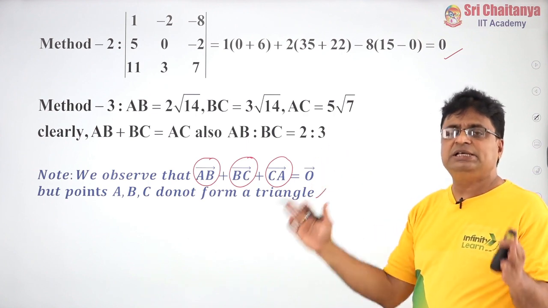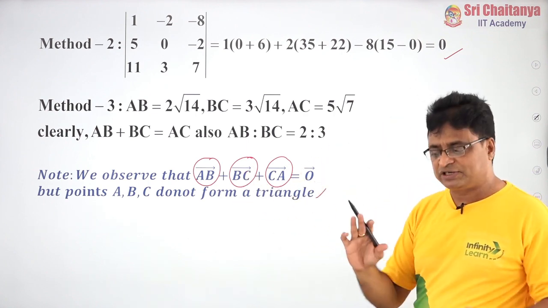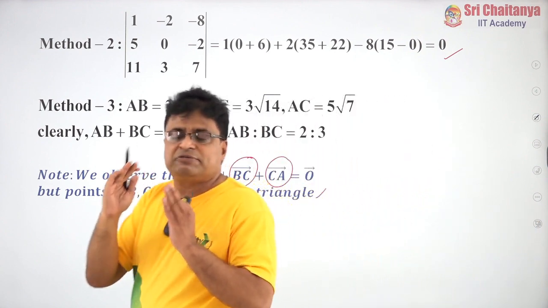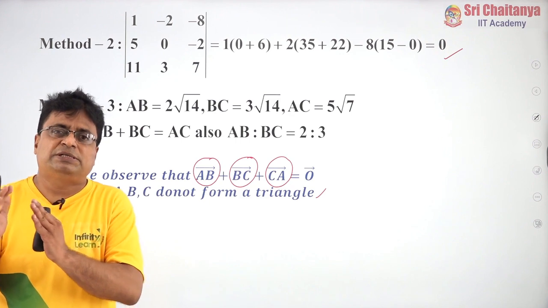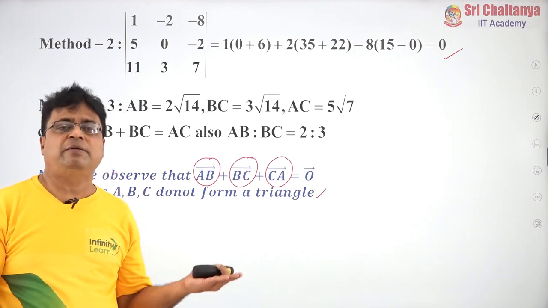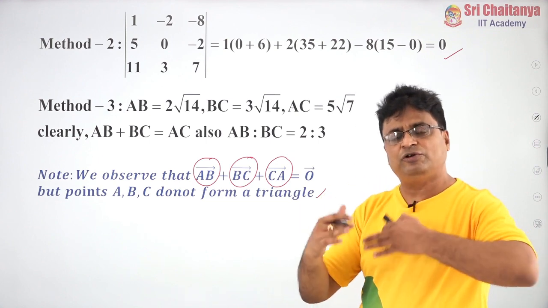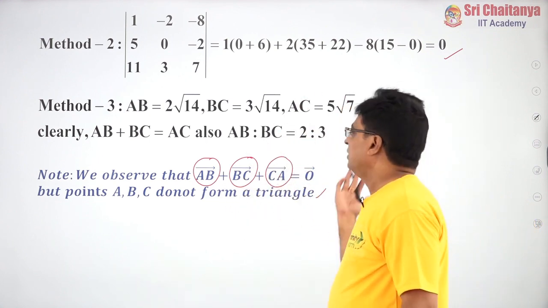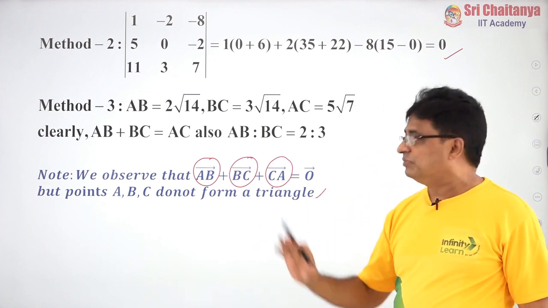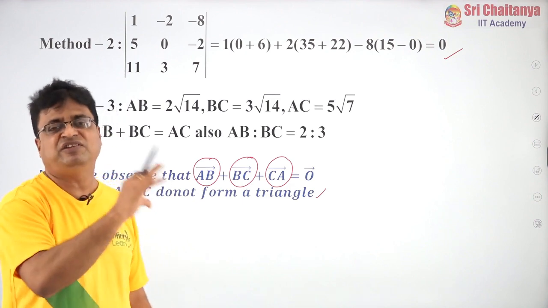If ABC is a triangle, then AB bar plus BC bar plus CA bar is equal to 0 bar. Please try to understand. If ABC is a triangle in vector algebra, then AB bar plus BC bar plus CA bar equal to 0. But the converse need not be true. That means whenever AB bar plus BC bar plus CA bar is equal to 0 bar, that does not mean that the points are always the vertices of a triangle. They may be collinear also. This is why this example will help you a lot in this direction.